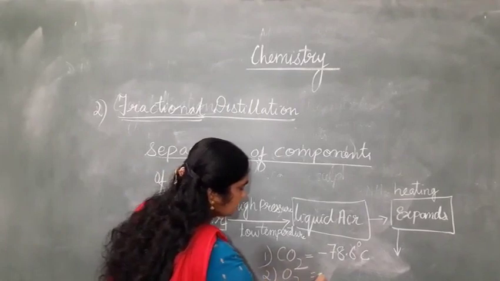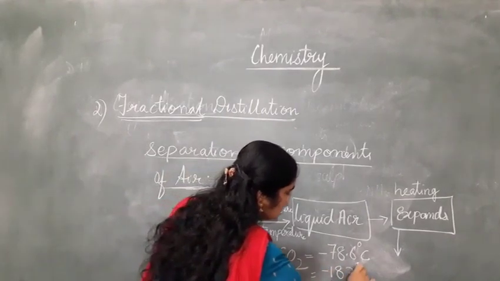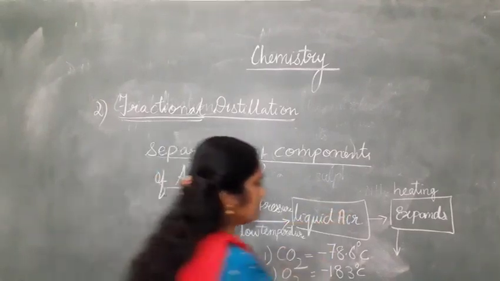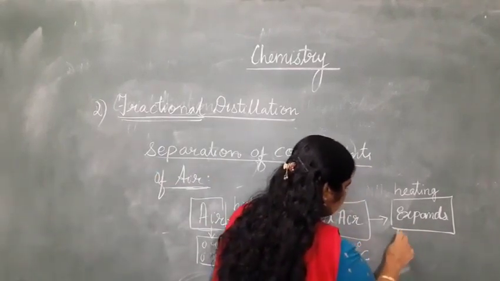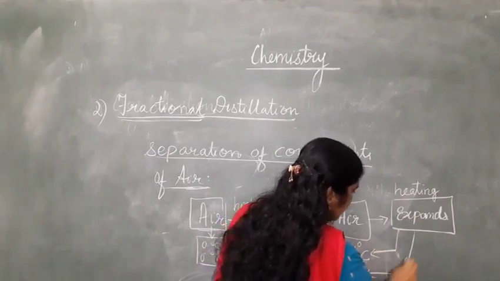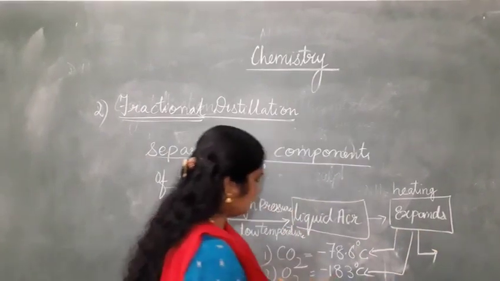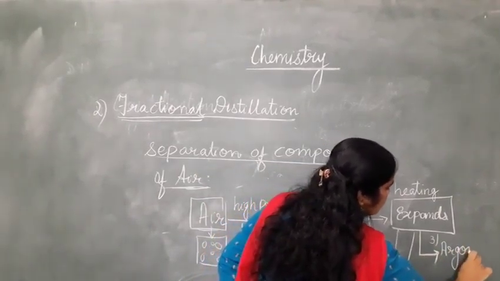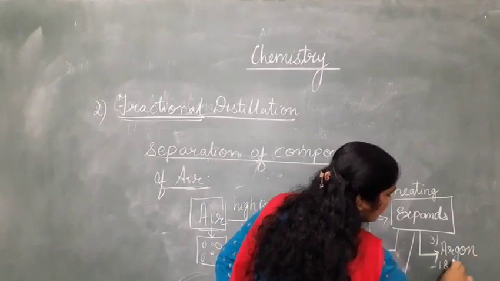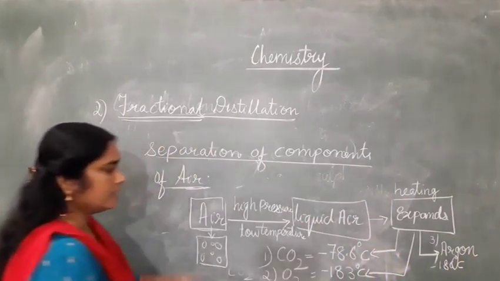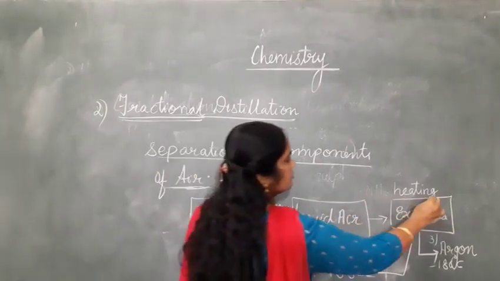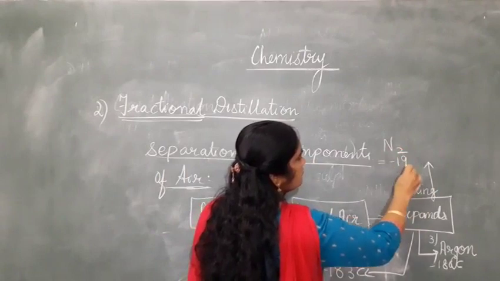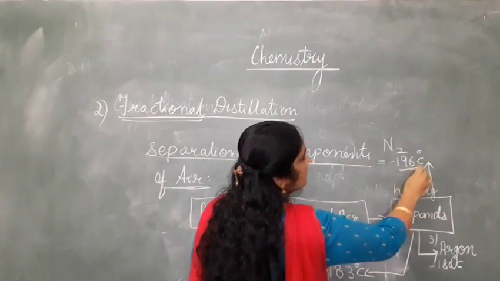Next is oxygen, at minus 183 degrees Celsius. When the temperature reaches this, the oxygen gas will be separated and collected over here, and on cooling. The next gas obtained, the third one, is argon. It is a noble gas, at around minus 186 degrees Celsius. And the last one, the fourth gas to be separated, is nitrogen. The boiling point of nitrogen is minus 196 degrees Celsius.